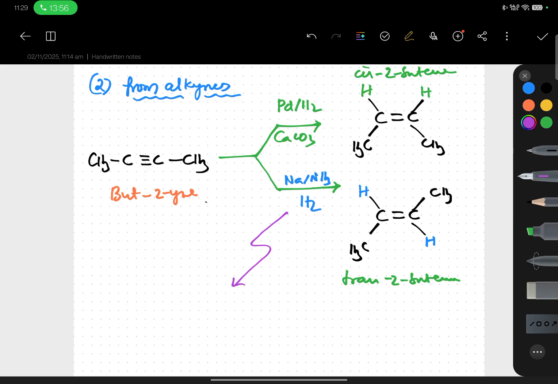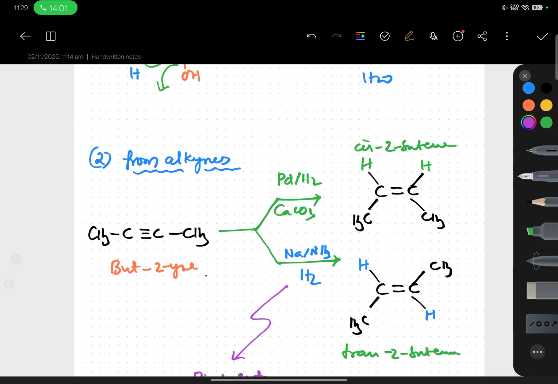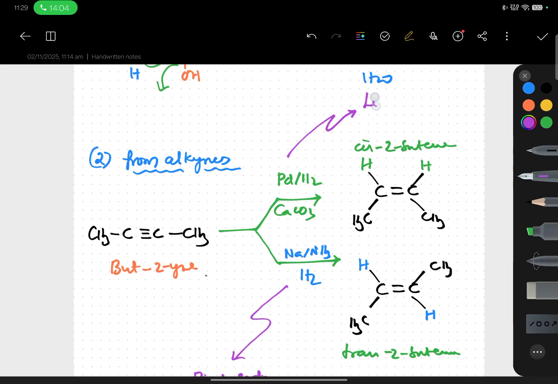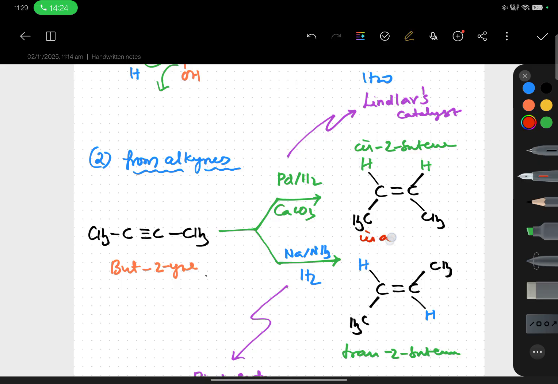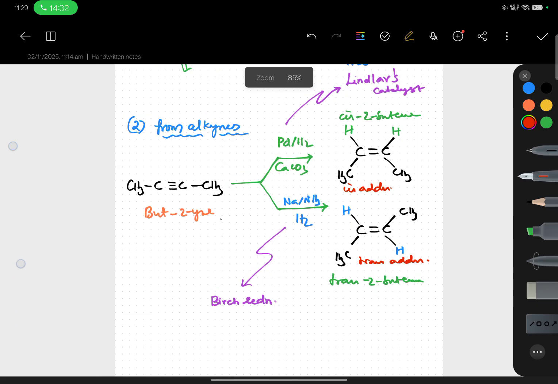And there is a name for the reagent. This is called Birch reduction. This is called Lindlar's catalyst. This is also called cis addition. What do you call that? Cis addition. This is called trans addition. Copy, ma.